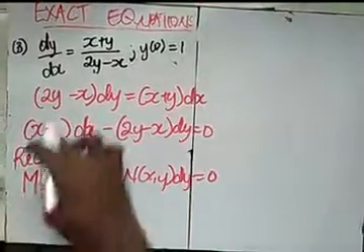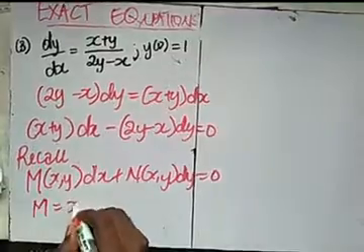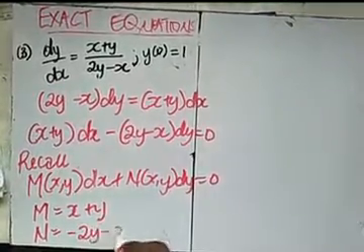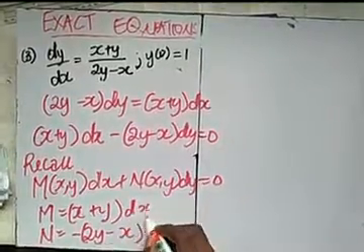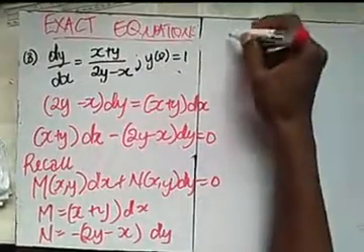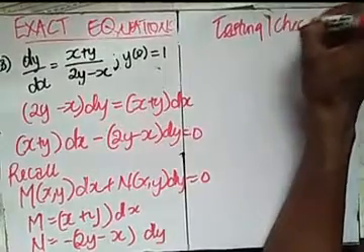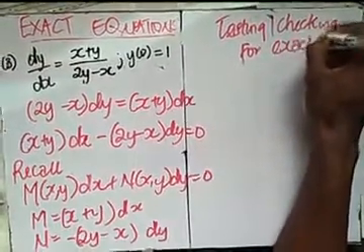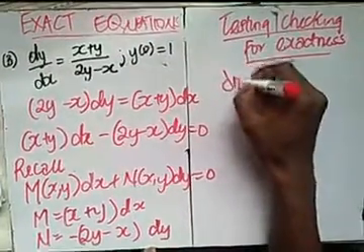We can relate it with this equation, where our M is equal to x plus y and our N is equal to minus (2y minus x). So our second method is to test for exactness. So we test for exactness of the equation. Testing, or checking, for exactness of the equation. So how can we check for exactness of the equation?